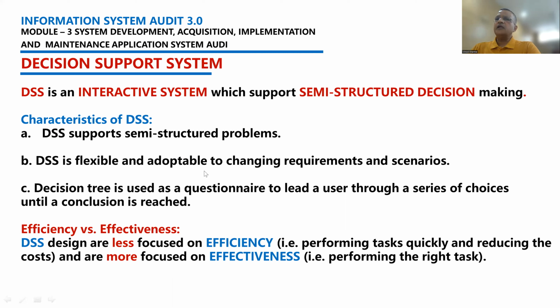It is very flexible and adaptable to a changing environment and scenario. That's very important. That is, a decision support system is flexible because it is not very structured. Had it been structured, it would not be flexible and adaptable. But it is very flexible because of its semi-structured nature, and it adapts easily to changing requirements and scenarios.